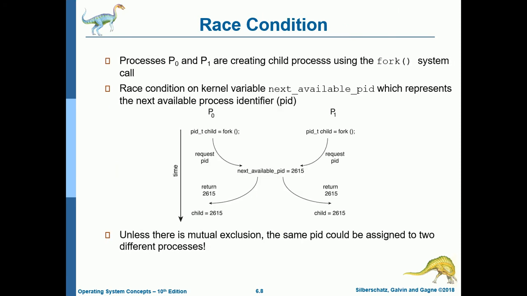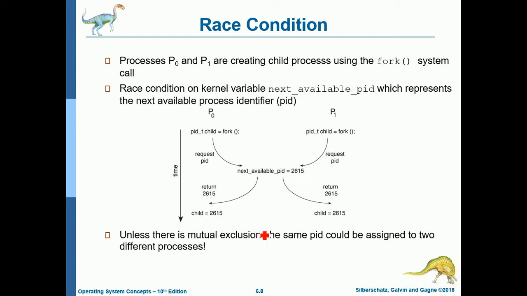So, continuation for the race condition. Processes P sub 0 and P sub 1 are creating child processes using the fork system call. So there is a race condition on the kernel variable next_available_pid, which represents the next available process identifier. So P sub 0 creates its child process, and also P sub 1. And then next_available_pid is equal to 2615.